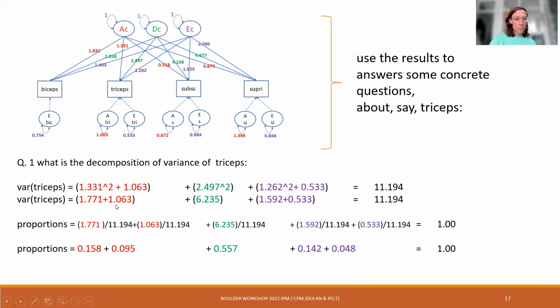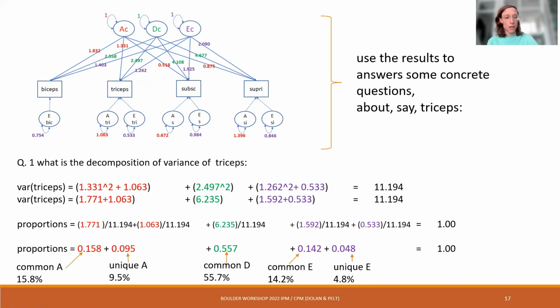So then to standardize it, we simply divide each part by the total variance. And then we have the standardized additive, non-additive, and non-shared environmental effects, both common and unique, on the triceps phenotype. This immediately shows you that the majority of the variance in triceps is due to dominance genetic effects, and that these are all common to all phenotypes.